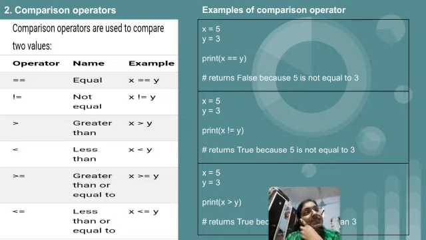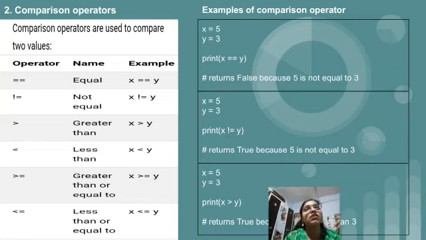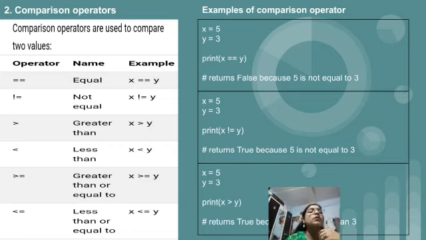So the answer which we get from a comparison operator will be in the form of the Boolean data type, that is either true or false, as the answer for all these programs. Next, the example of the not equal to operator.